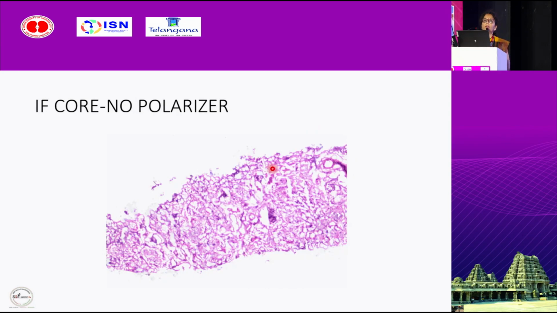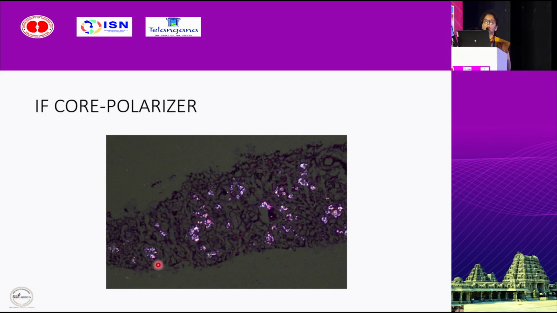So immunofluorescence was negative, but we stained that IF core with H&E to see whether that will also show us the crystals. So yes, that also showed. This is under the light microscopy H&E stain section, but when we used a polarizer, it was showing these highly refractile crystals.